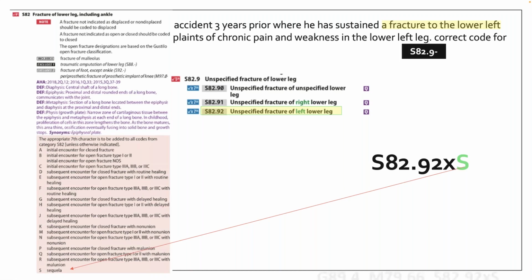So if we coded it all out, Byron's scenario or documentation would produce the following: G89.4, M79.66, and S82.92XS. So there you have a minimum of 2 codes. It's more important that you see the logistics of how these sequelas are coded than to actually do it. And here's why. I've got another scenario, but before I move on, I want to make sure that you're with me.